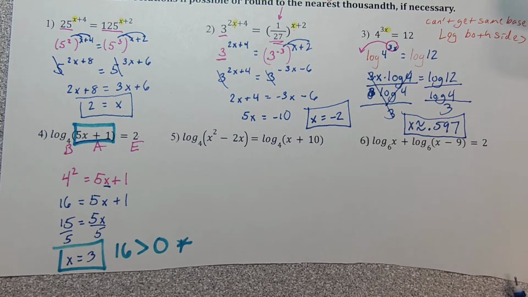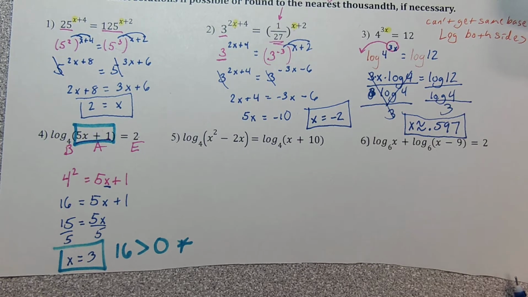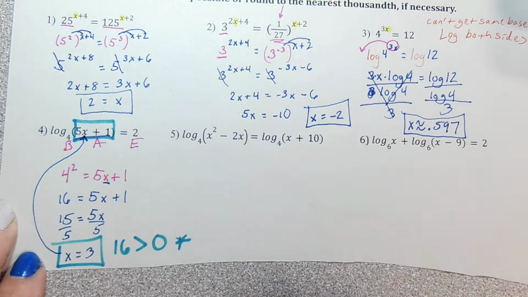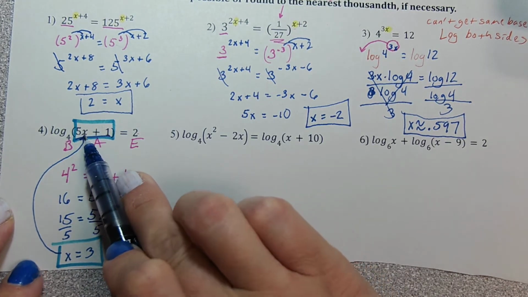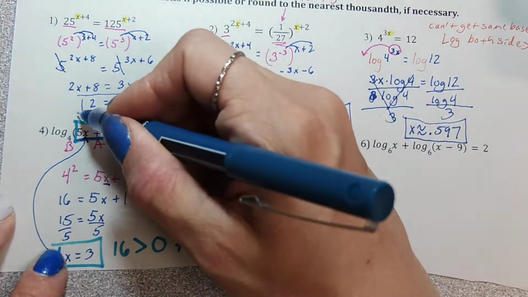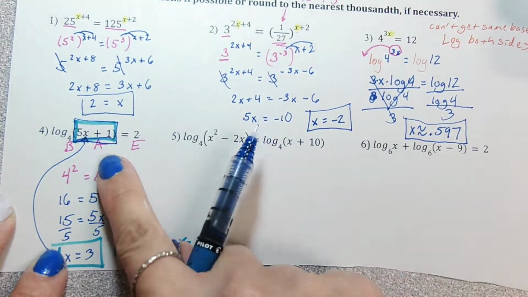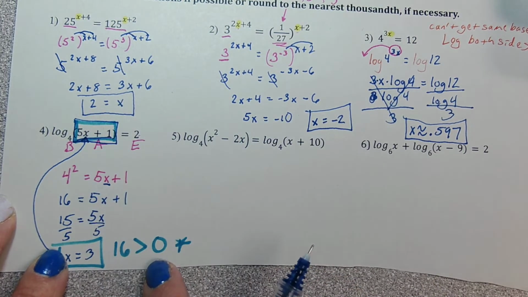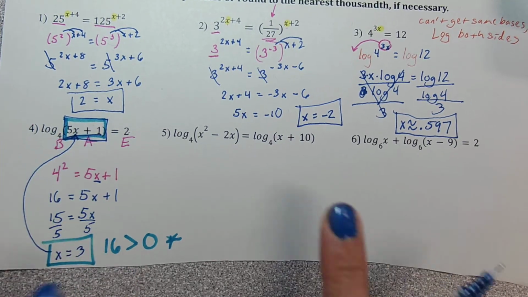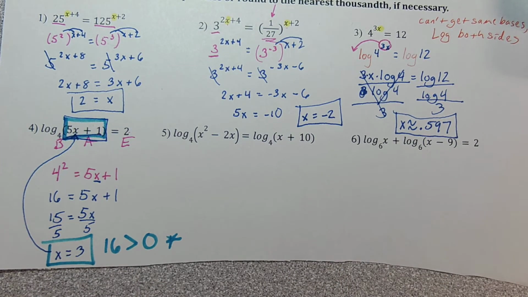Questions on that one? Question? On how we checked it, so I took the 3 and I plugged it in for this x. So 5 times 3 is 15. 15 plus 1 is 16. So the answer part of the log is what's inside the log, and that's what has to be greater than 0. So because when we plug in that 3, we get 16 inside the log, the x equals 3 is our solution.